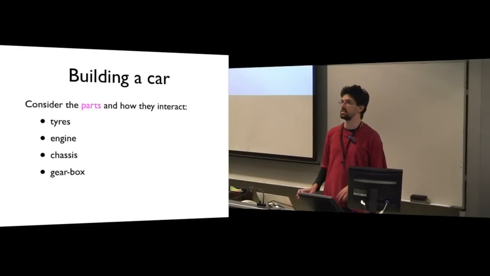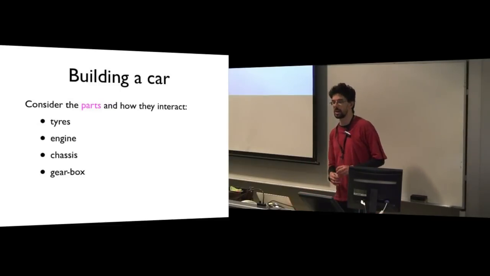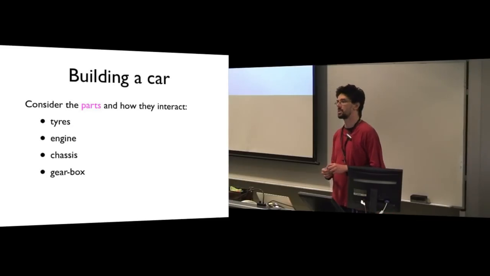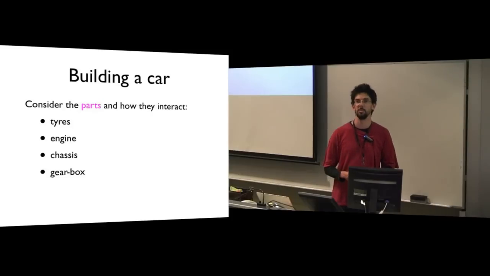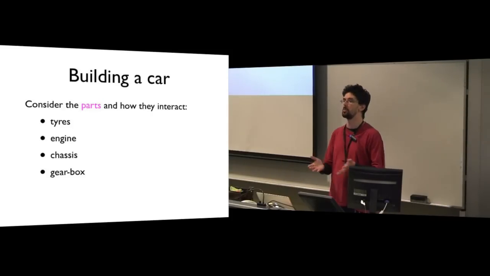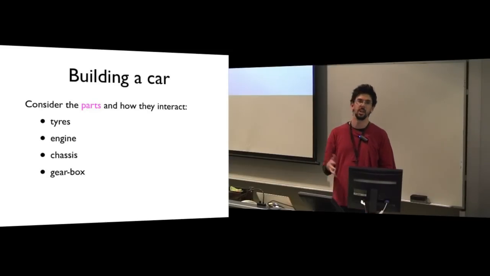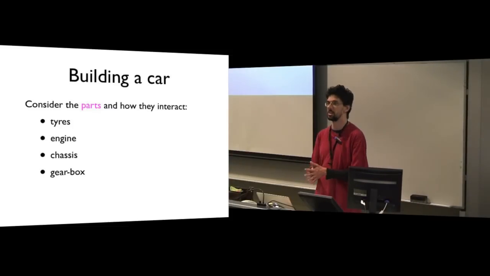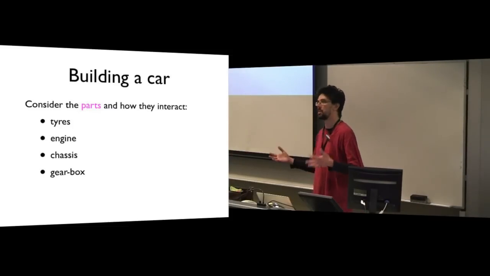But of course, a car isn't just one object; it's made up of many parts. To be building our own car, we'd have to actually start to make some decisions about what those parts would be. And so we think about the car not just as the whole car, but also as the parts that make up the car. And so we might make a choice about what tyres we're going to have in the car, what engine we're going to put in the car, what chassis we're going to use, and what gearbox, and the other pieces that make a car.